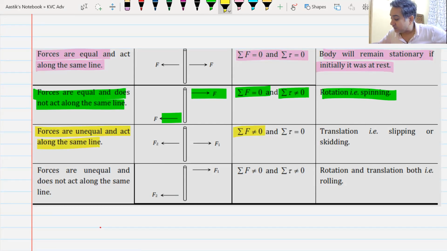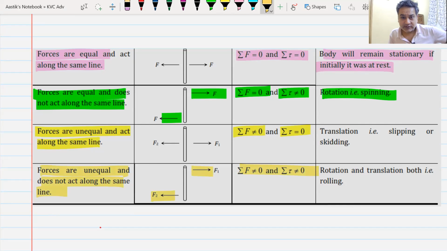Case number 3, forces are unequal but act along the same line. So the net force is not 0, but the torque is 0 because they act on the same line. Translation. Here the force is acting along the center of mass, so it does not rotate also. Do we understand this? Case 4, forces are unequal and act along different lines. Both the things will come.